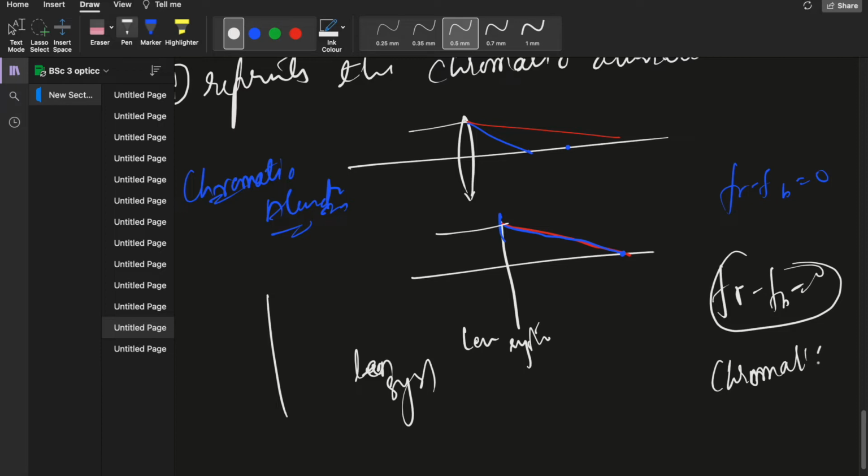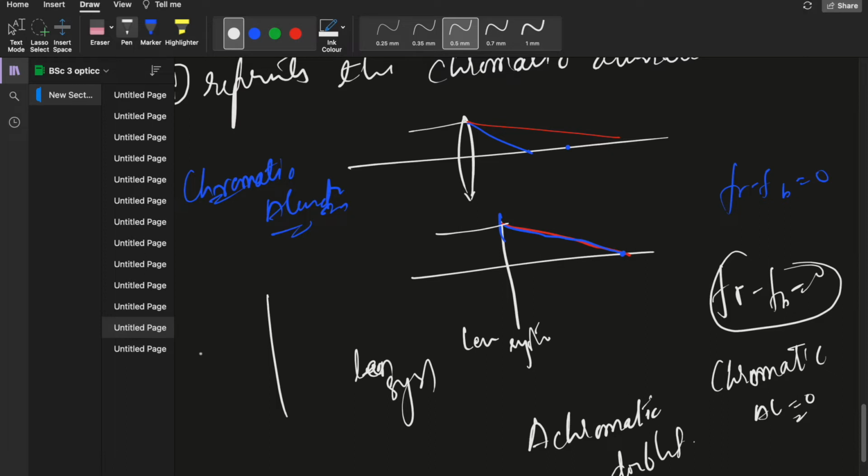Chromatic aberration is 0. That means our image is free from chromatic aberration. So this property is known as achromatic doublet. The removal of chromatic aberration, this process, is known as achromatic doublet.